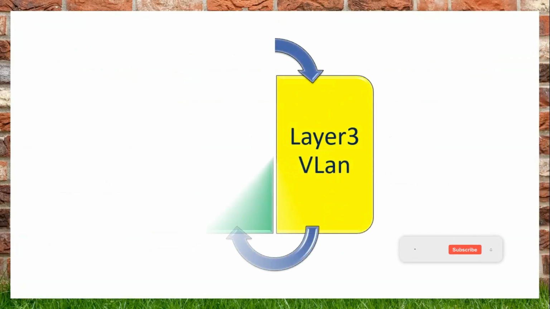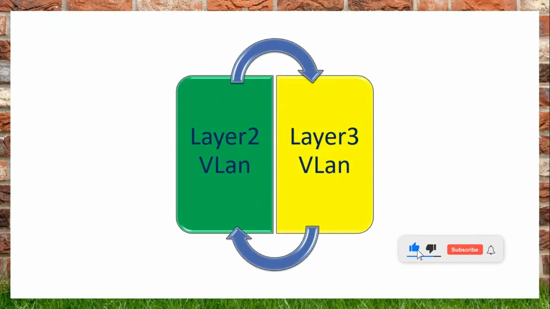Layer 2 and Layer 3 VLAN. Layer 2 VLAN we will call L2 VLAN, and this L2 VLAN works on Layer 2 switches. Layer 3 VLAN we will call L3 VLAN, and this Layer 3 VLAN works on Layer 3 switches, which we call multilayer switches.